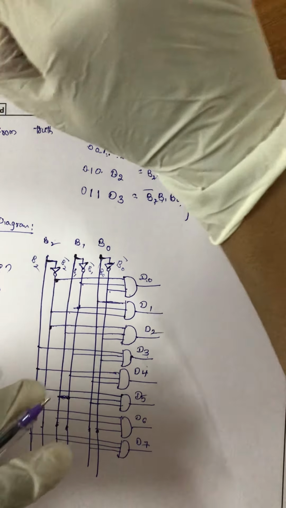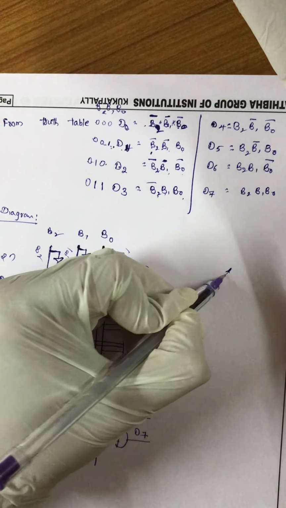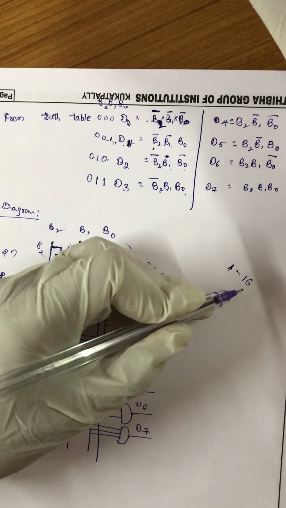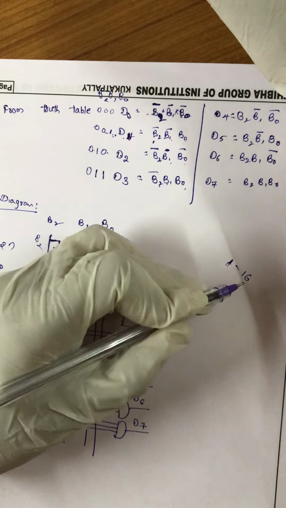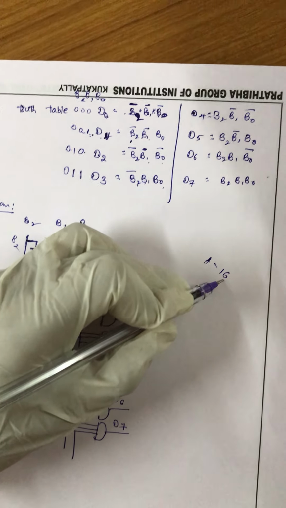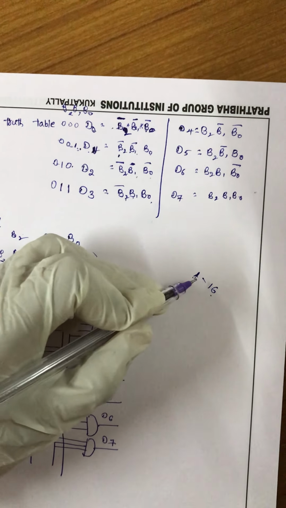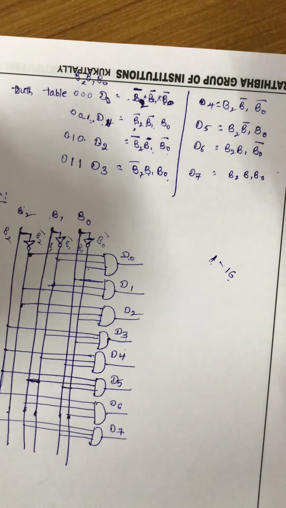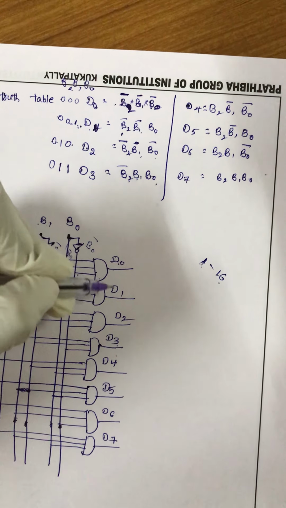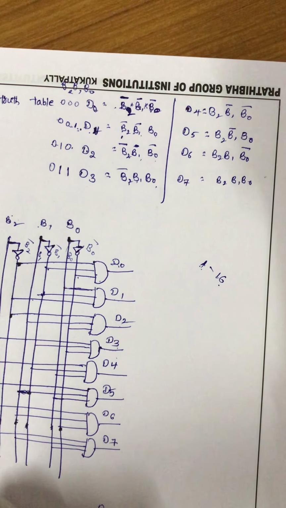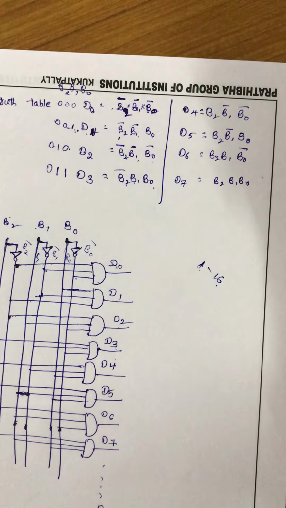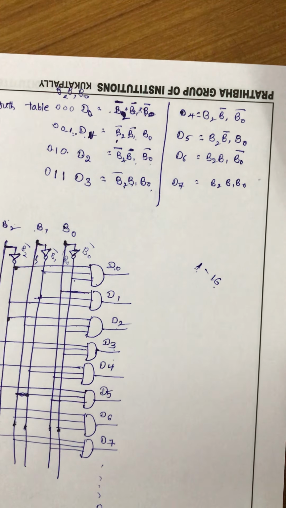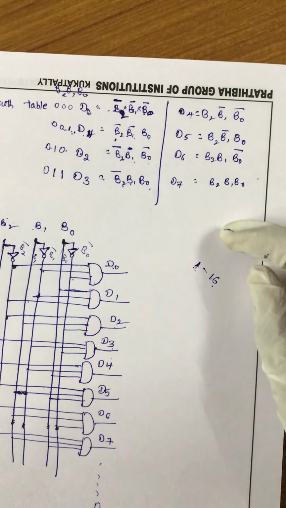So the same process can be applied to the 4 to 16 decoder. A 4 to 16 decoder means 4 inputs, 16 possibilities, and 16 possibilities means 16 outputs. So the 4 inputs are B0, B1, B2, B3, and the 16 possibilities mean D0, D1, D2 up to D15. Okay. So a total of 16 outputs are observed in the 4 to 16 decoder.